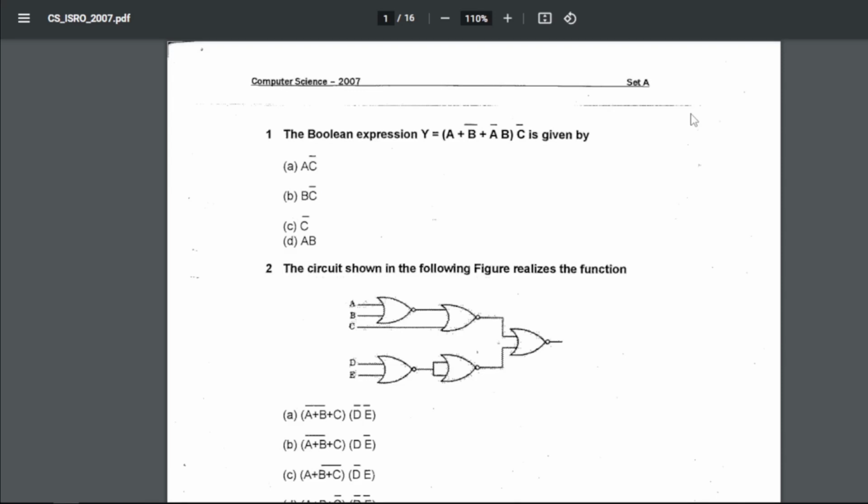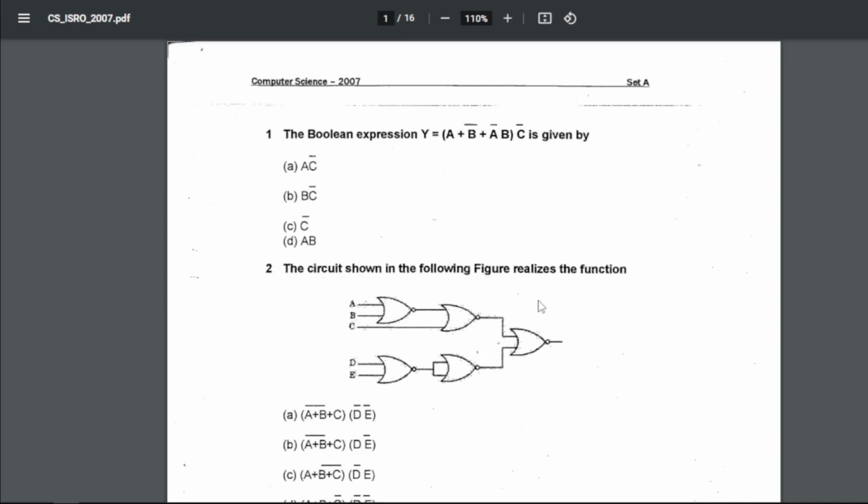Hi friends, welcome back. Today we have the last question paper, that is the ISRO 2007. Yes, this is last because we have covered almost all the previous year ISRO question papers, right? And I hope guys this video will really help you, most of the questions might be asked again in your next exam, right? So let's start to finish this paper as well.